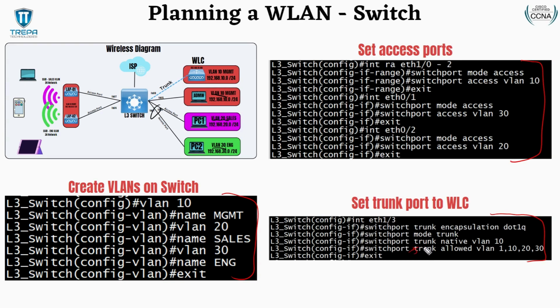This one not really needed, the trunk allow, just some basic security. But this trunk native VLAN 10 is going to be used because during the initial configuration of the wireless LAN controller, it's going to be tagging all of its traffic leaving the wireless LAN controller through those management ports with VLAN 10. So this port still needs to be able to recognize those 802.1Q tags and tag right with VLAN 10, even though it's a trunk port.